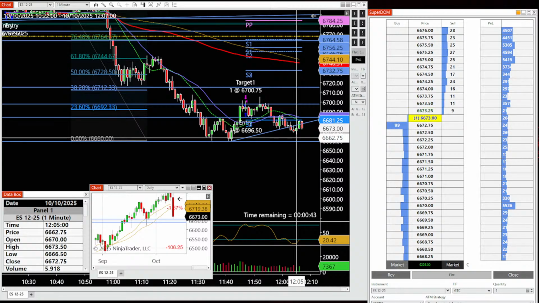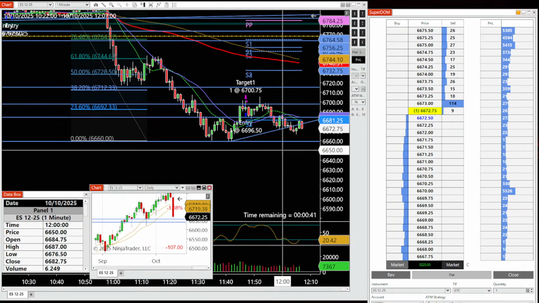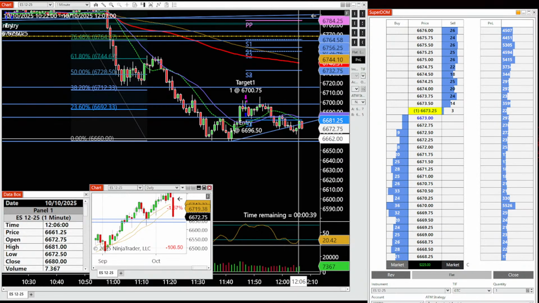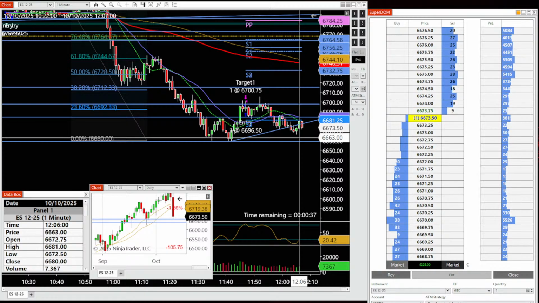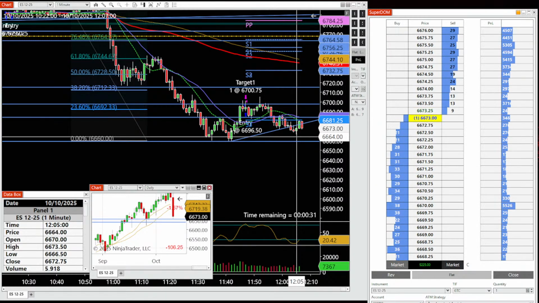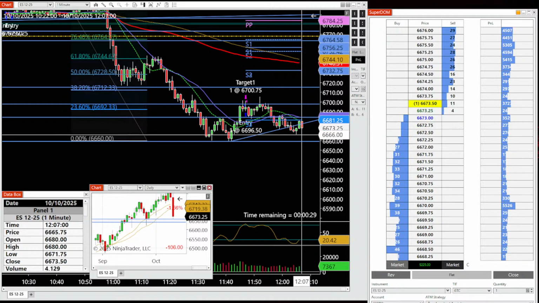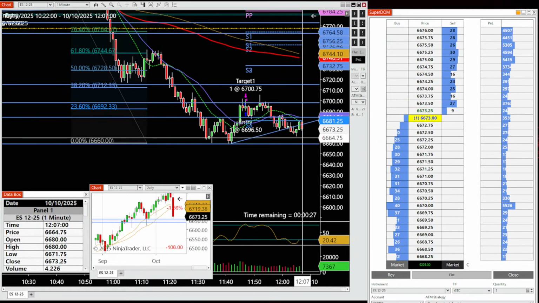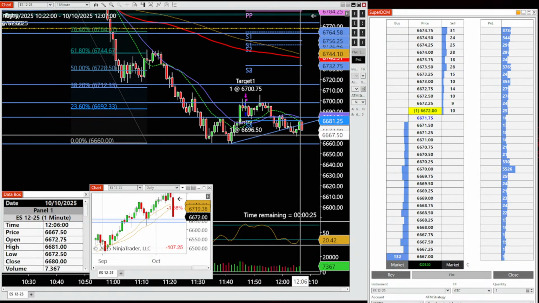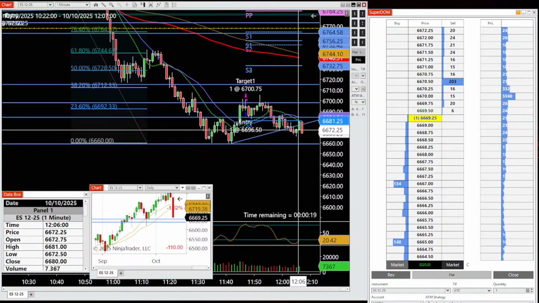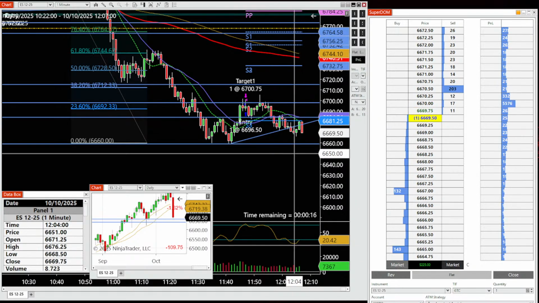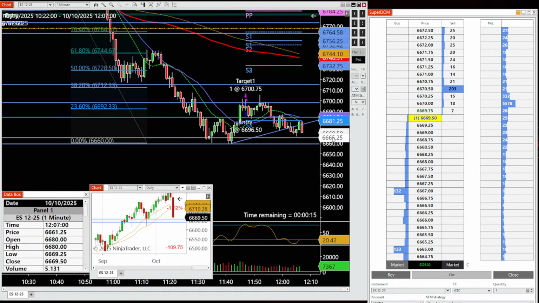Bounced off the 66.50 level. How high did it bounce? 81. Sheesh. It's a minute chart. Bounced from 66 to 81. 72. 10 points. Bouncing 10 points.